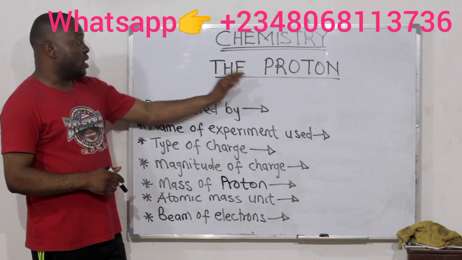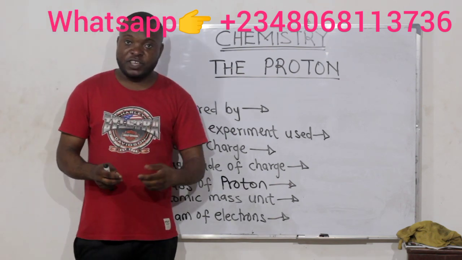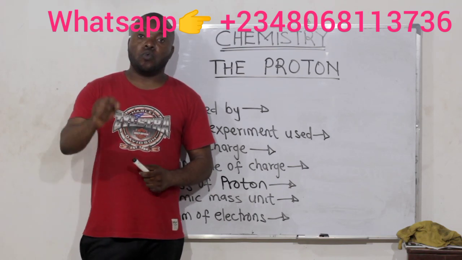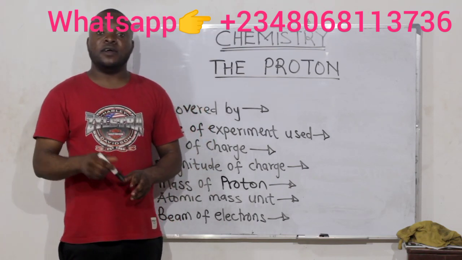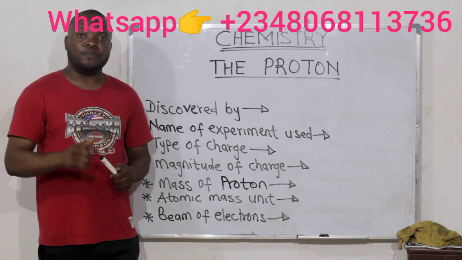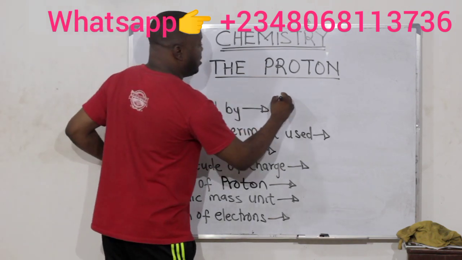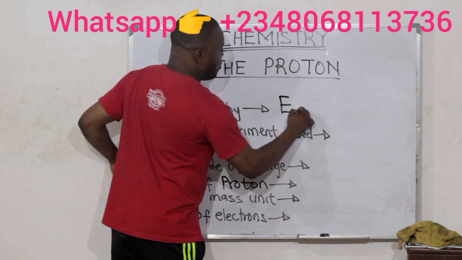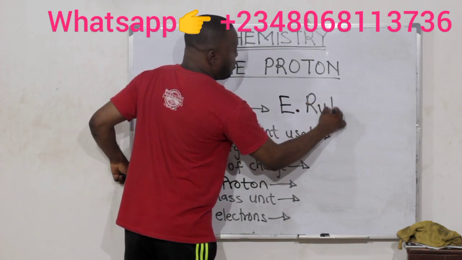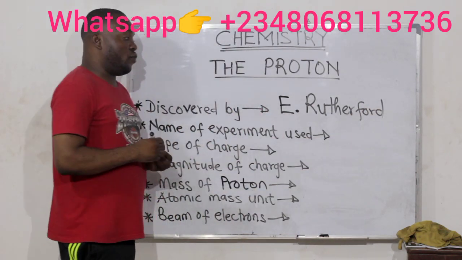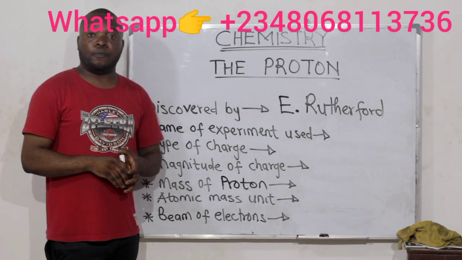Today, we'll be looking at the proton. We'll start with defining who discovered the proton. The proton was discovered by the scientist called Ernest Rutherford. In abbreviation, we call it E. Rutherford. Ernest Rutherford discovered the proton.